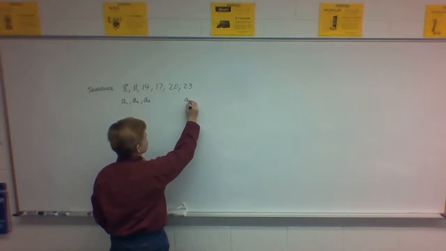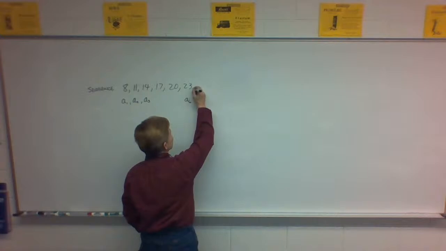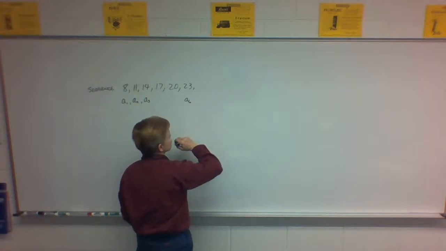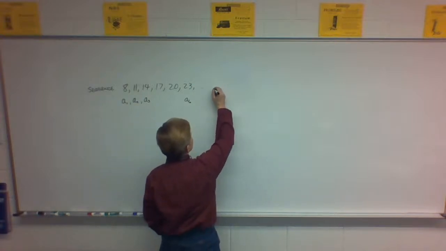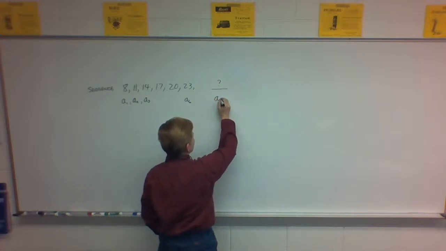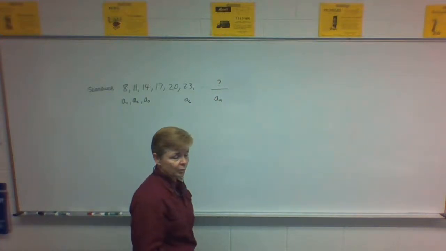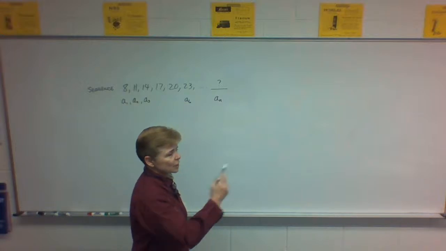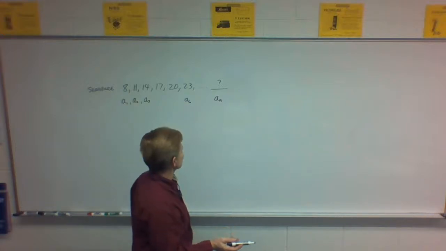This would be A6. And if you put a comma and then a bunch of dots like that, and we don't know what sits up here, we're wondering what that is, that's a question mark, this would be called AN, meaning the nth term. That's how we refer to it. We don't know which term it is. It's up there a ways. We just refer to it as the nth term. This is the 6th term.